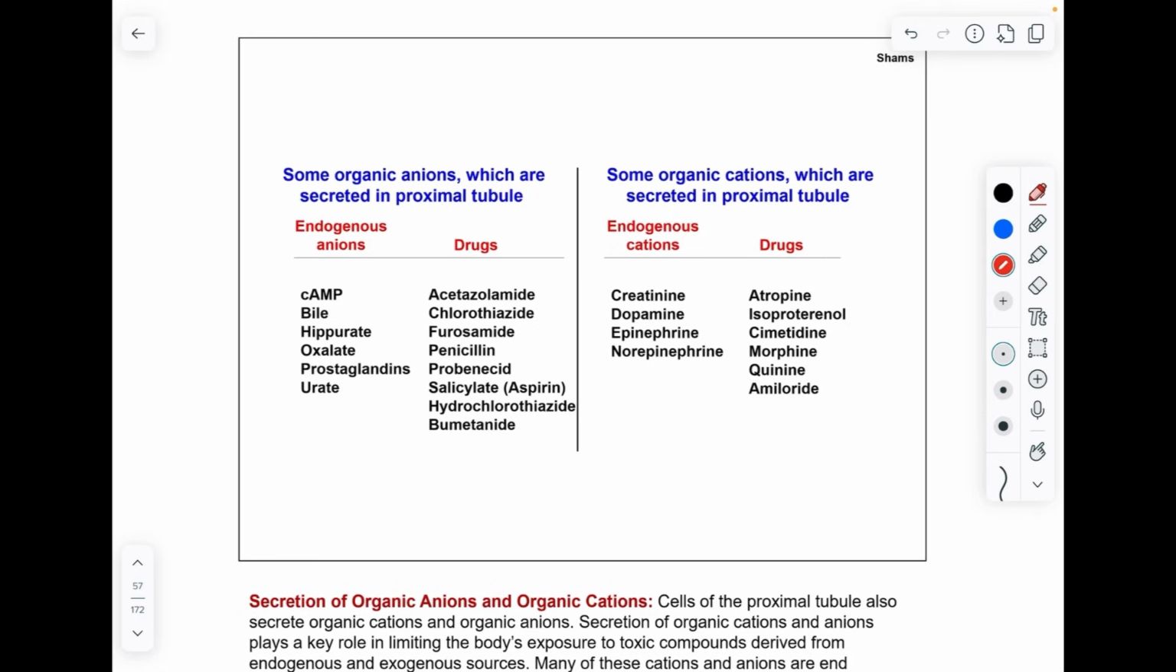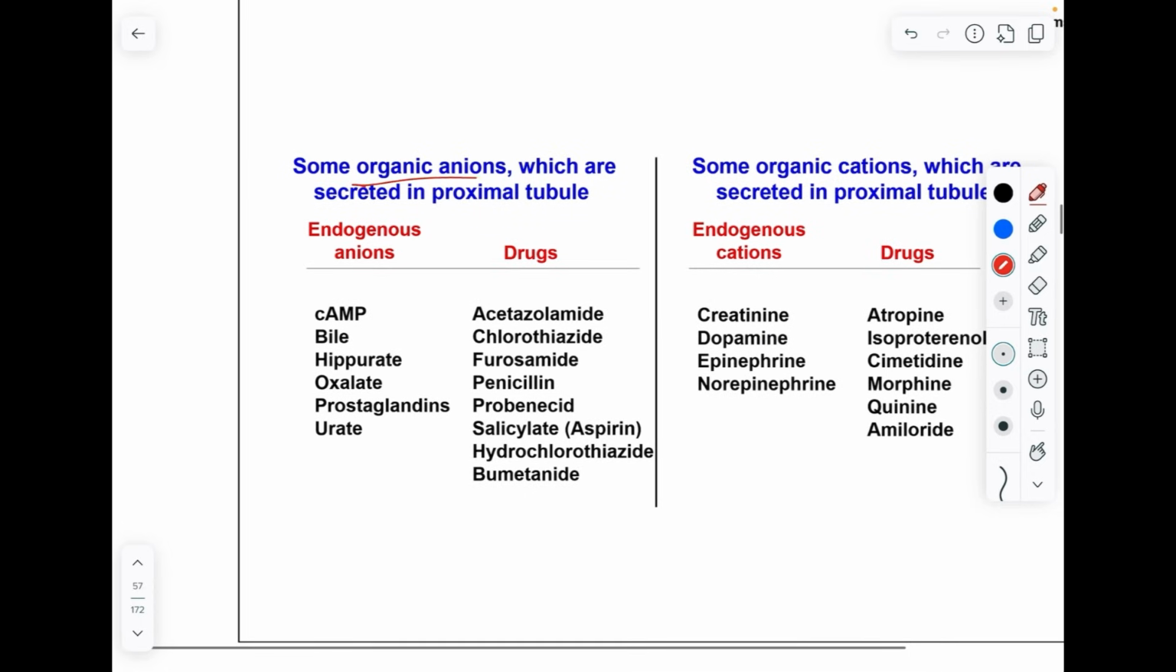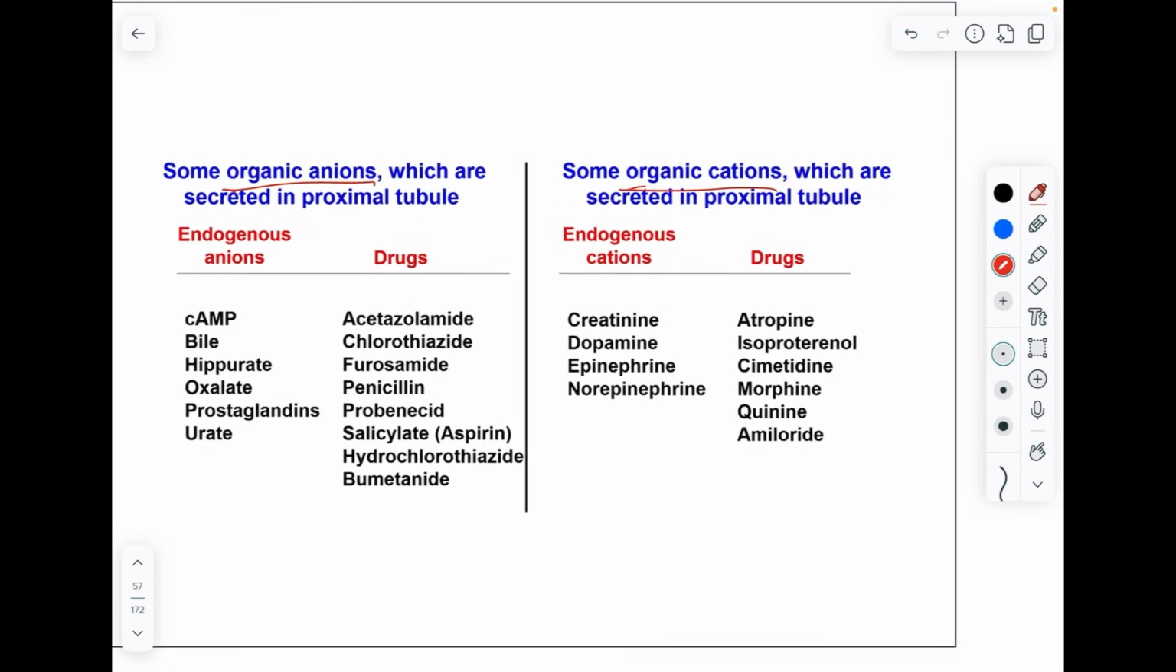Okay, here you do not need to memorize these, do not worry. It's just about that you should know something here. And that's, okay, we have some organic anions and some organic cations. All of these together, the anions, are competing for the same transporter.